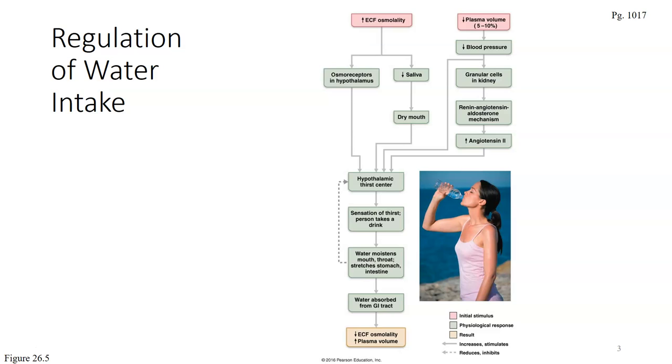The drinking of water inhibits the thirst mechanism. Inhibitory feedback signals include the relief of dry mouth and activation of stomach and intestinal stretch receptors.